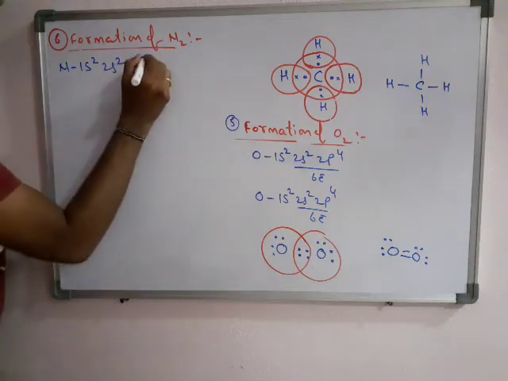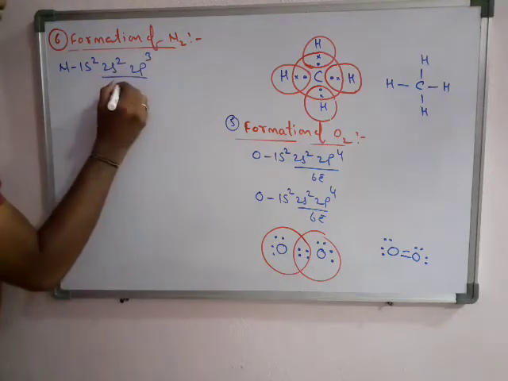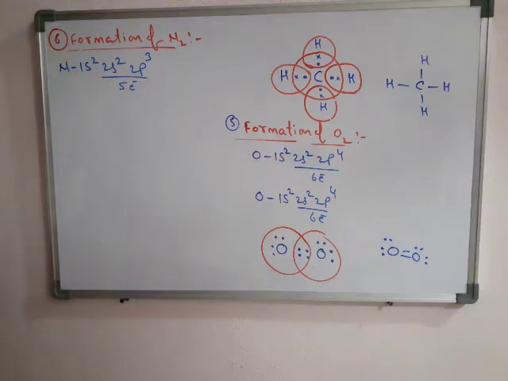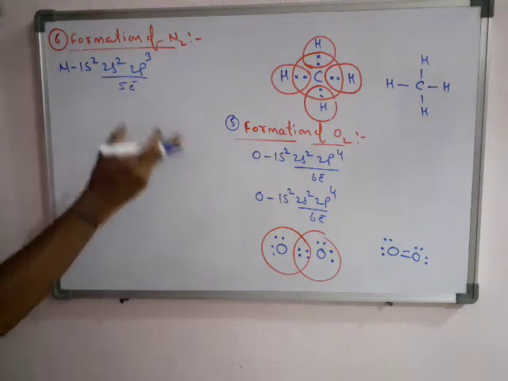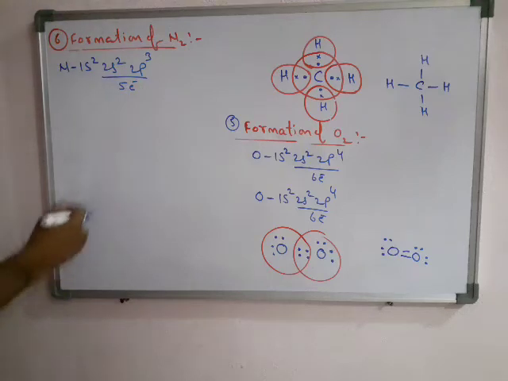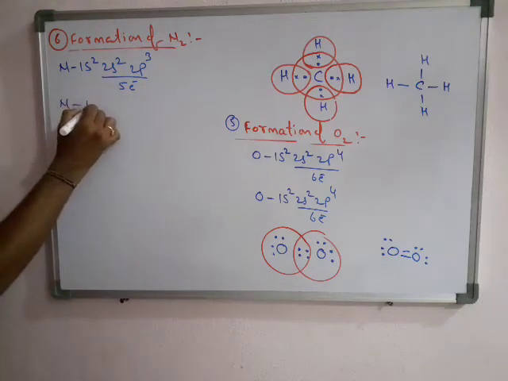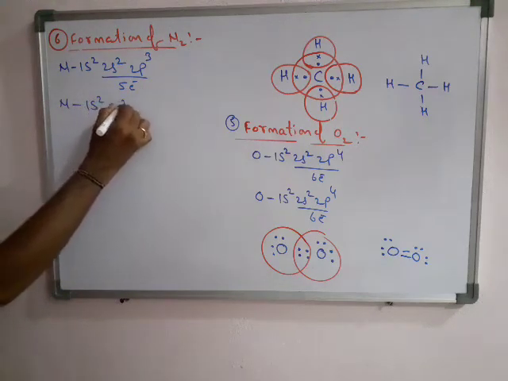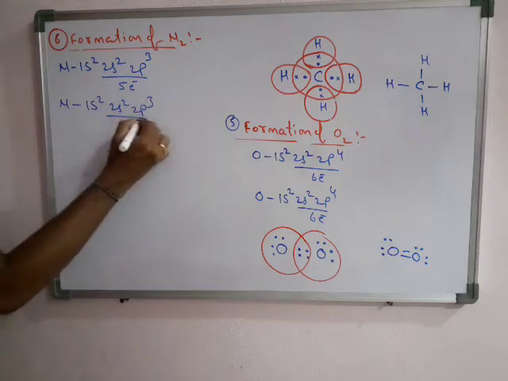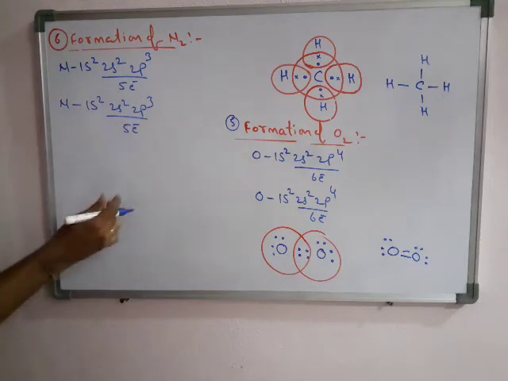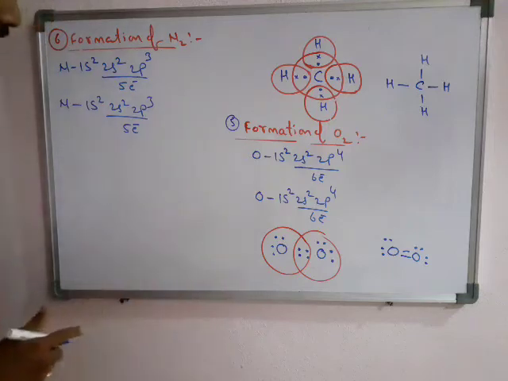What is the N2's configuration? Like this. In valence it has 5 electrons. Only the highest shell we call valency. It needs 3 other electrons. The other nitrogen also has 5 electrons and needs 3 electrons.